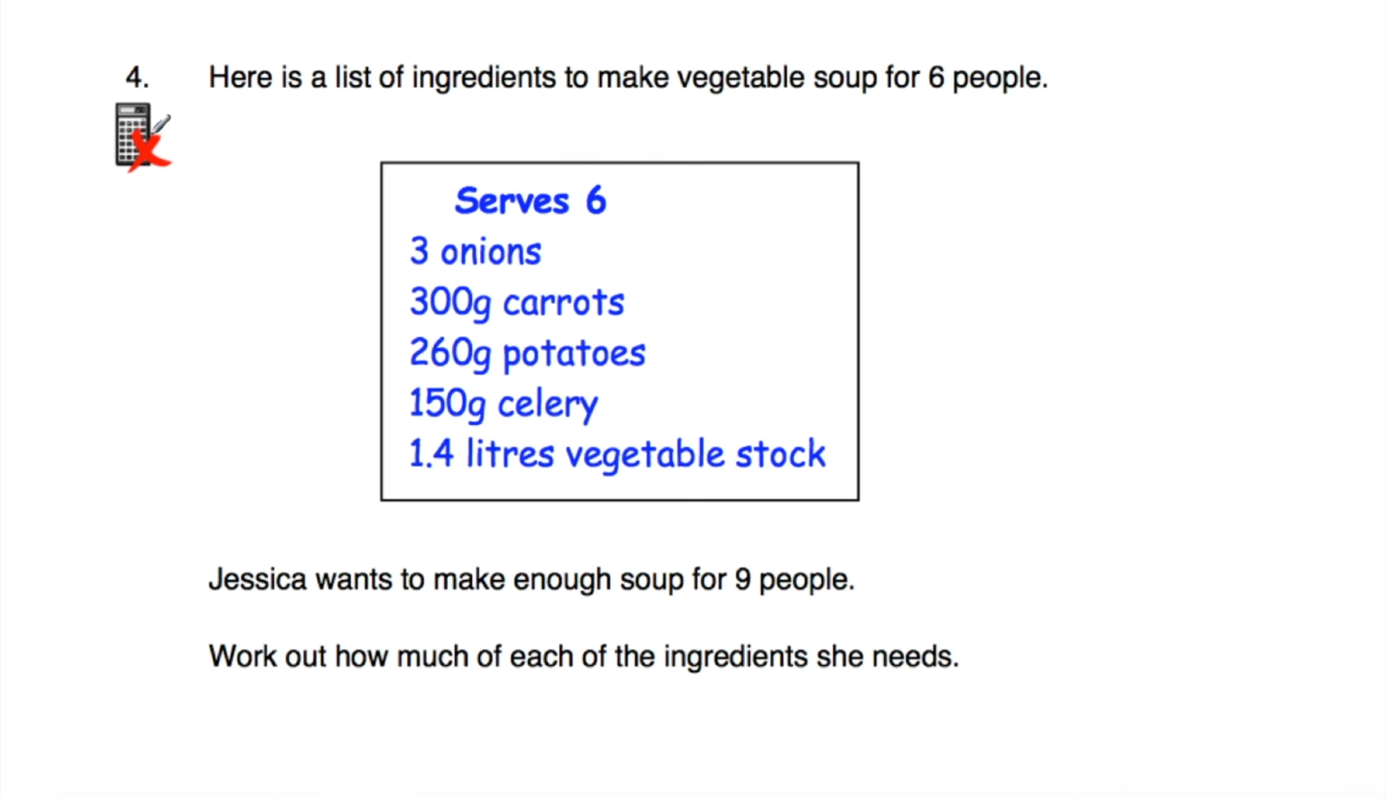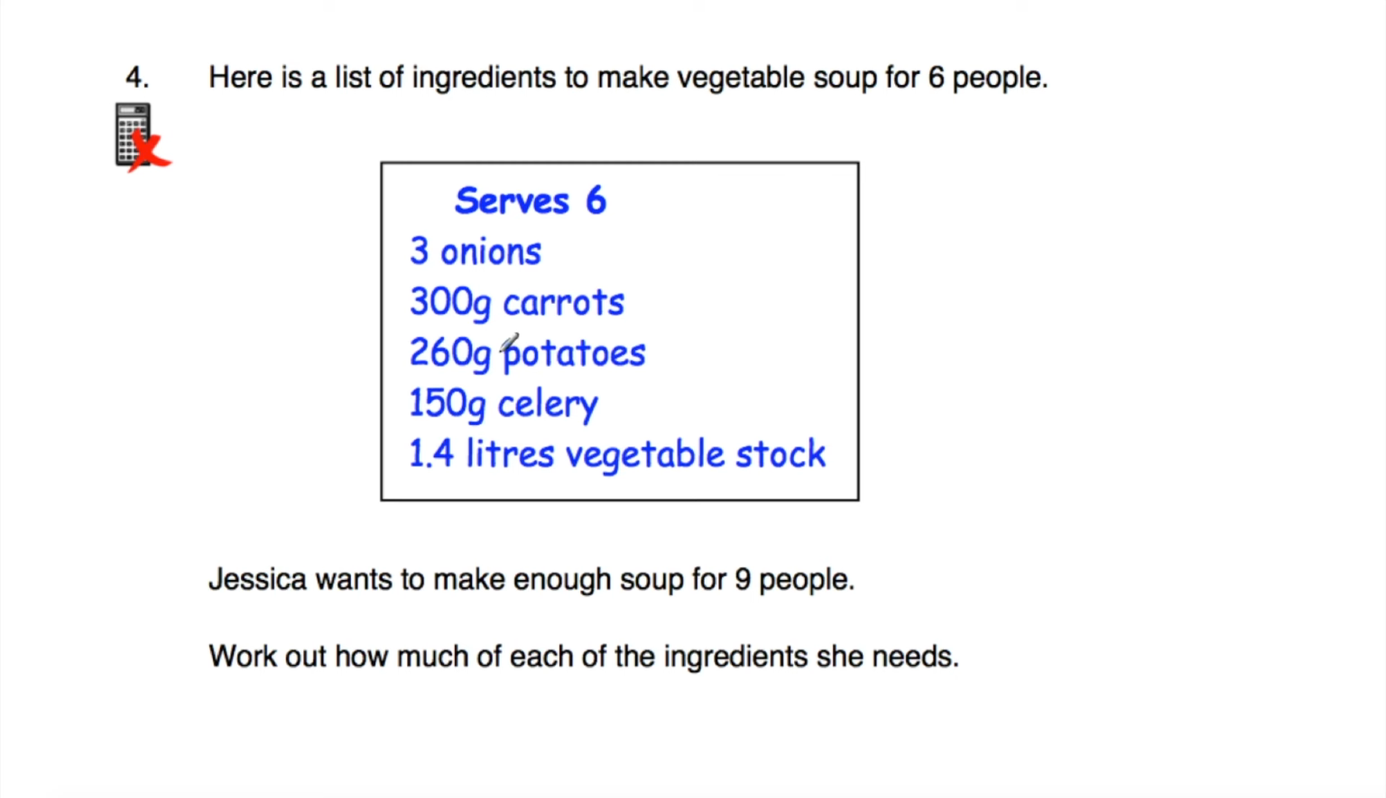Okay, let's look at our next question, question number 4. So question number 4 says, here's a list of ingredients to make vegetable soup for 6 people. And then we're told that Jessica wants to make enough soup for 9 people. Work out how much of each ingredient she needs.